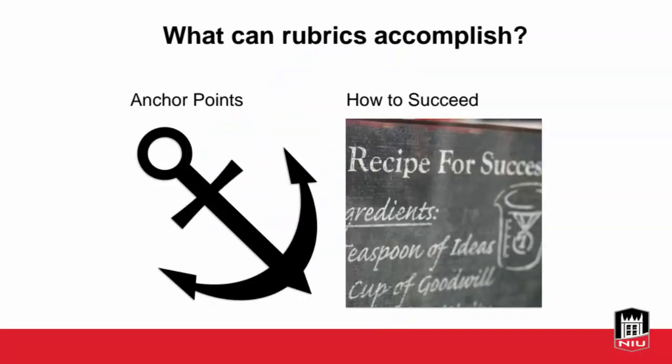What can rubrics accomplish, or what can they do? Rubrics can help us to set anchor points along a quality continuum, so we can set up reasonable and appropriate expectations for our students, and we can consistently judge how well they've met them. They also help us divide an assignment into its component parts and then provide a detailed description for students of what constitutes acceptable and unacceptable levels of performance for each part. So that shows students how they can succeed on the assessment.